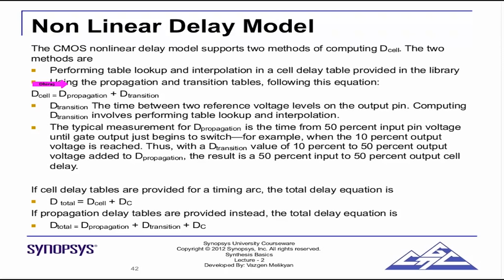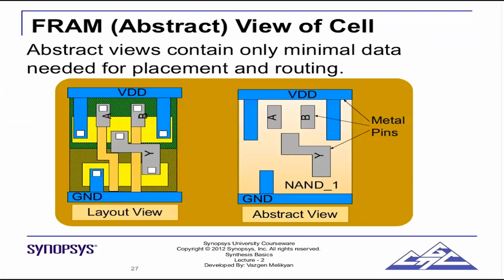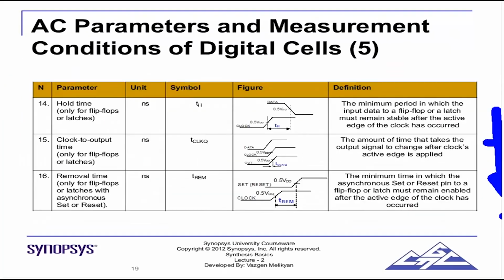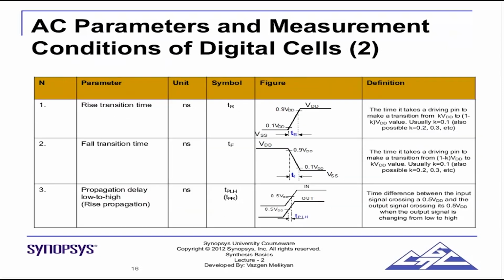I'll go back quickly to point out two things we use here. So it will have two things. One is the propagation delay, this thing here, and this thing is the transition time. So please note, propagation delay is the time difference between input signal crossing 0.5 VDD and the output signal crossing 0.5 VDD. Transition time is the time it takes for the output pin to make a transition from K VDD to 1 minus K VDD.